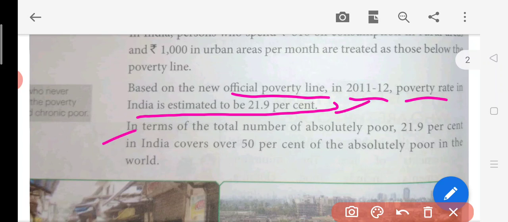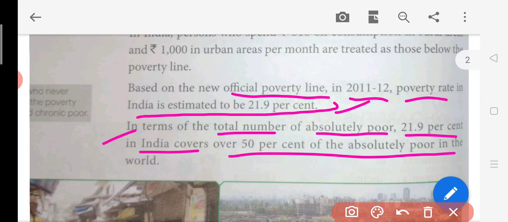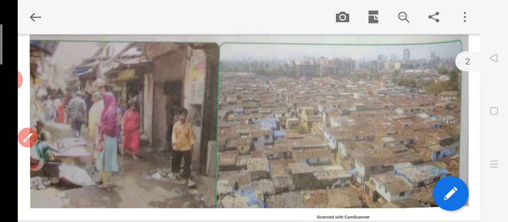Now, in terms of the total number of absolutely poor, 21.9% in India covers over 50% of the absolutely poor in the world. Now look at this figure. See, 50% of the absolute poor of the world lies in India only. 50% इंडिया के अंदर ही पूरे वर्ल्ड के poor रहते हैं. That is 21.9%. So that is a big number. India is having those poor people here.